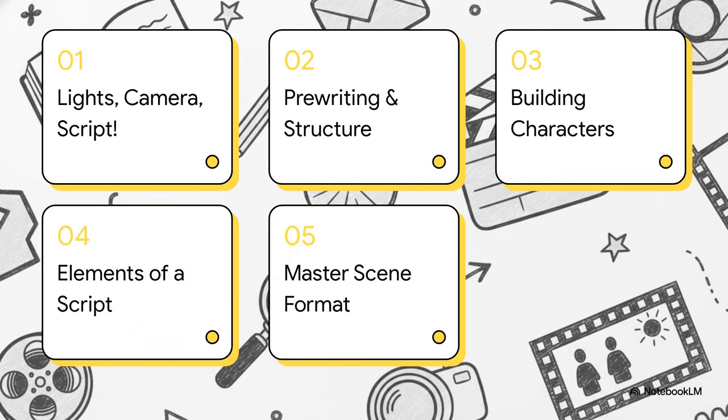Here is our roadmap for today. Number 1, lights, camera, script. Number 2, pre-writing and story structure. Number 3, building your characters. Number 4, elements of a script. And number 5, master scene script format. Let's get right into it.